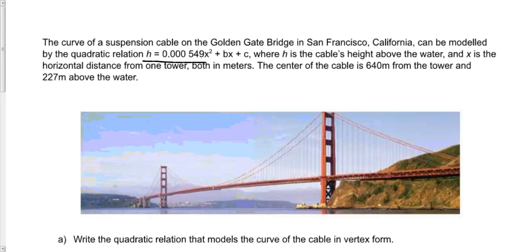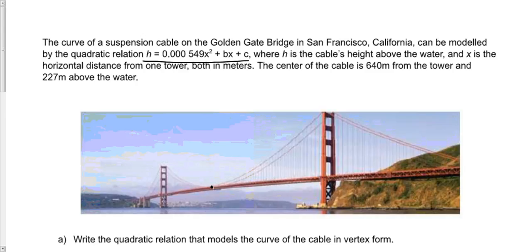So it tells us that h is equal to a big decimal number times x squared plus bx plus c, where h is the cable's height above the water and x is the horizontal distance from one tower, both in meters. It tells us the center of the cable is 460 meters from the tower and 225 meters from the water. So the vertex of this particular parabola, if we look at the bridge itself, appears to be about in this location.